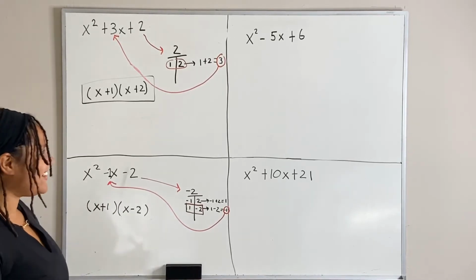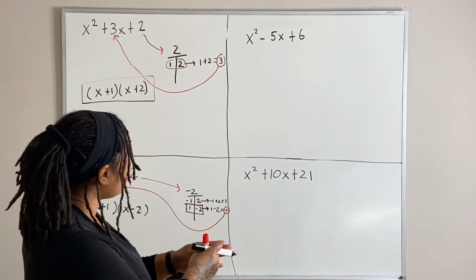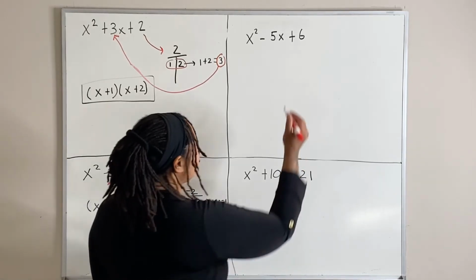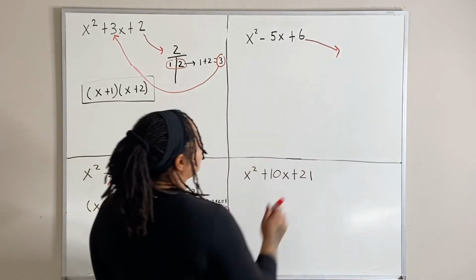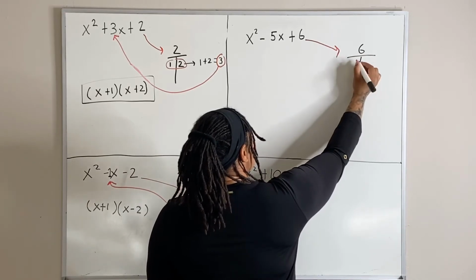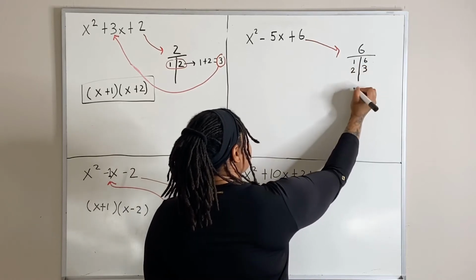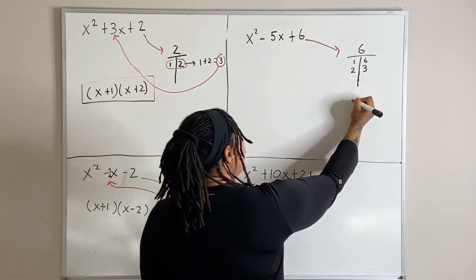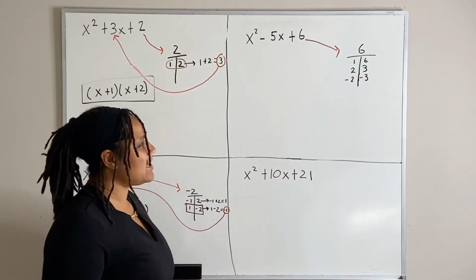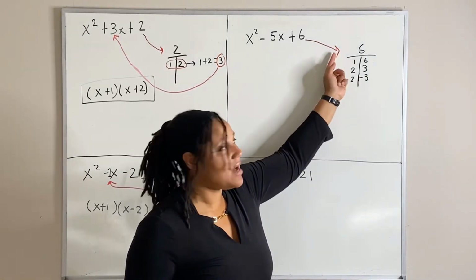Okay, so let's move on. Practice helps you to understand this a lot better. So we have x squared minus 5x plus 6. I'm going to take the 6, pull it out, and I'm going to factor. Well, we know that 1 and 6 is a factor. We also know that 2 and 3 is a factor. And we also know that -2 and -3 is a factor, because -2 times -3 gives us a +6.